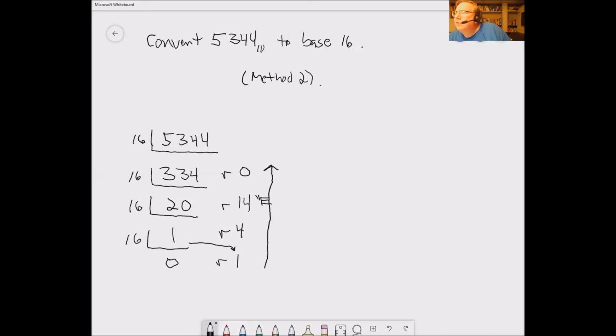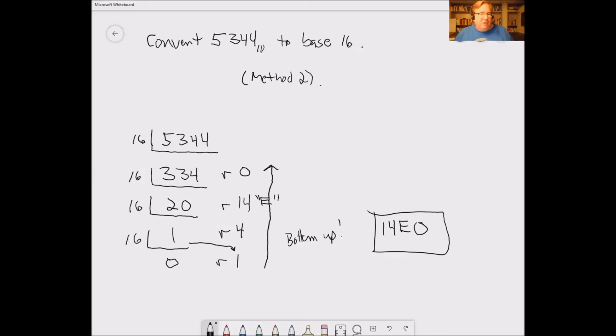Now read these from the bottom up. 1, 4, E, 0. Which is what we got the other way. So whichever way you like, you are welcome to use. They both work. The other one's kind of the official way. It shows you exactly what's going on under the hood.